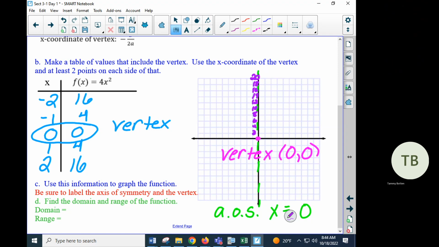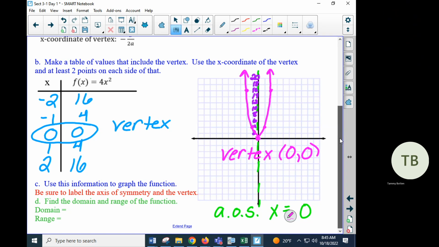So 0, 0 is a point. At -2, I am up to positive 16. At -1, I'm up to 4. At 1, I'm up to 4, and at 2, I'm up to 16. So here is what our graph looks like. Because you're squaring numbers, parabolas very quickly can go off of a 10 by 10 graph.